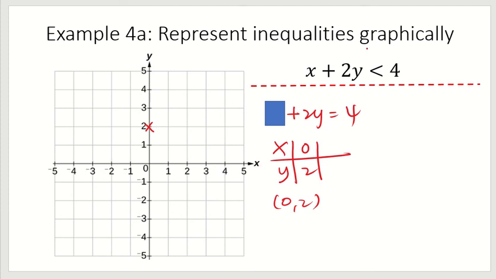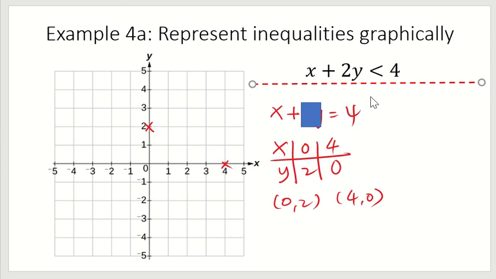Then the next one is y equal to 0. You put y equal to 0. Then y is now 0. So your x equal to 4. So you plot your other coordinate 4, 0. Okay, 4, 0. Understand? Is it easy? Very easy, right? So done already.